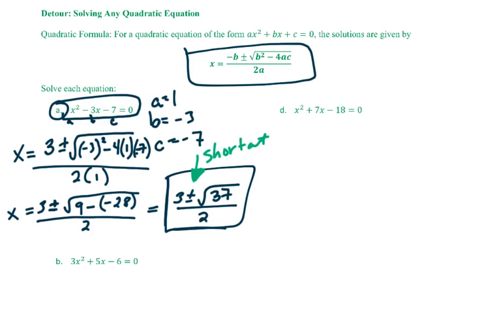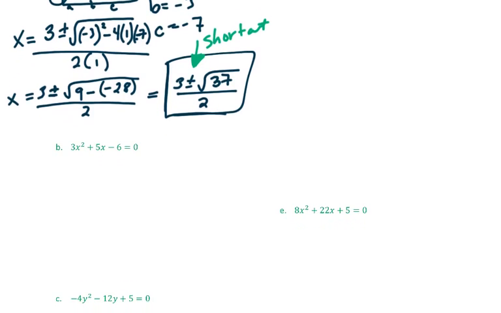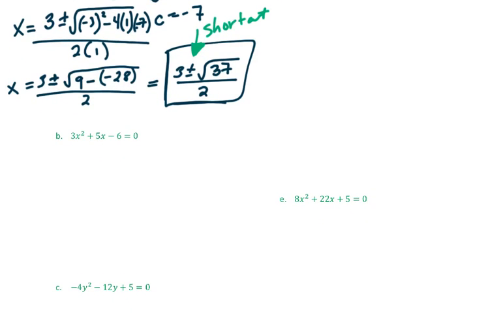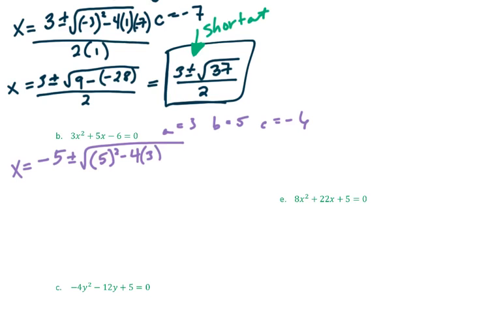I'm going to do one more. I said I was only going to do one, but I'm going to do one more. I'm going to do B. We have x equals, our a is 3, our b is 5, and our c is negative 6. So we end up having negative 5 plus or minus the square root of 5 squared minus 4 times 3 times negative 6, all over 2 times 3.